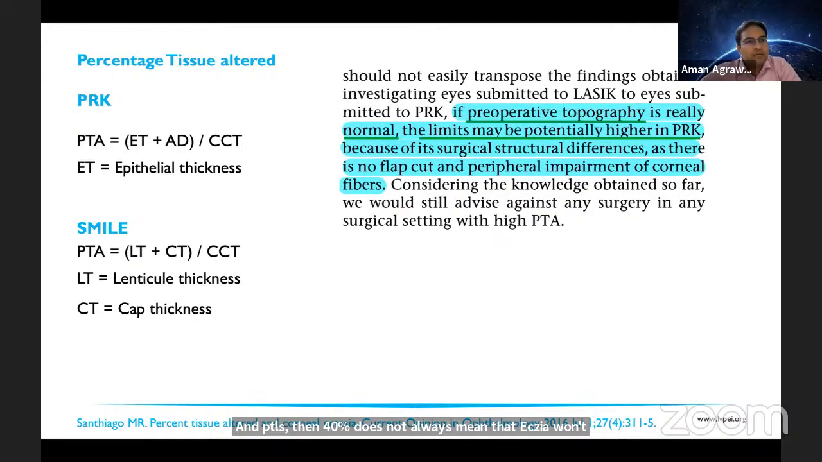In case of PRK, the percentage tissue altered will be equal to the epithelial thickness plus the ablation depth divided by CCT. And in case of SMILE, it will be equal to the lenticule thickness plus the cap thickness divided by the CCT. So these are the ways by which we can calculate the PTA in all these three surgeries.